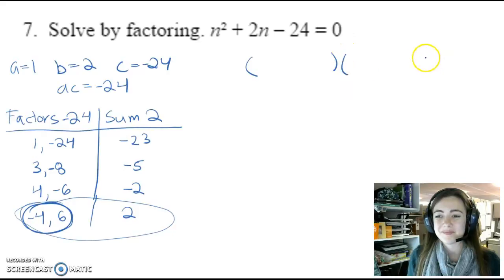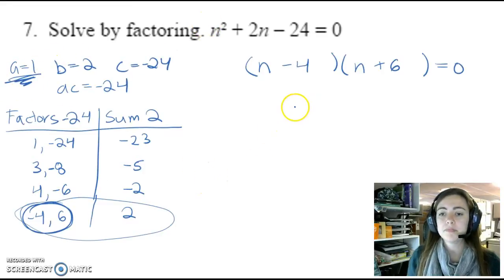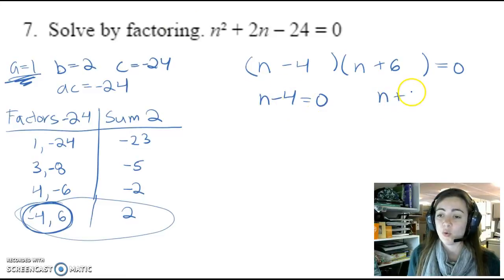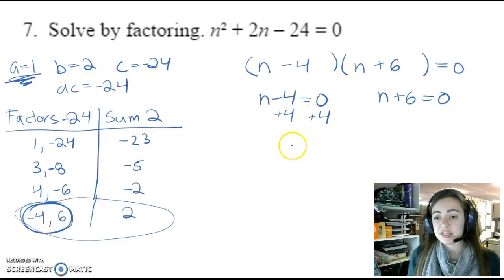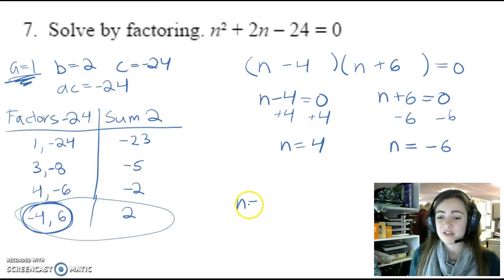So knowing that, we can do n minus 4 and n plus 6. In this case, unlike number 3, you can jump right to this since our a term is 1. Now that we have that, just like before, we set up both of those terms equal to 0 because we know at least one of them has to be equal to 0. So in this case, inverse operations, add 4 to both sides, you get n is equal to 4. Or over here, the inverse operation is subtract 6 from both sides, get n is equal to negative 6. So our answer is, from least to greatest, negative 6 and 4.